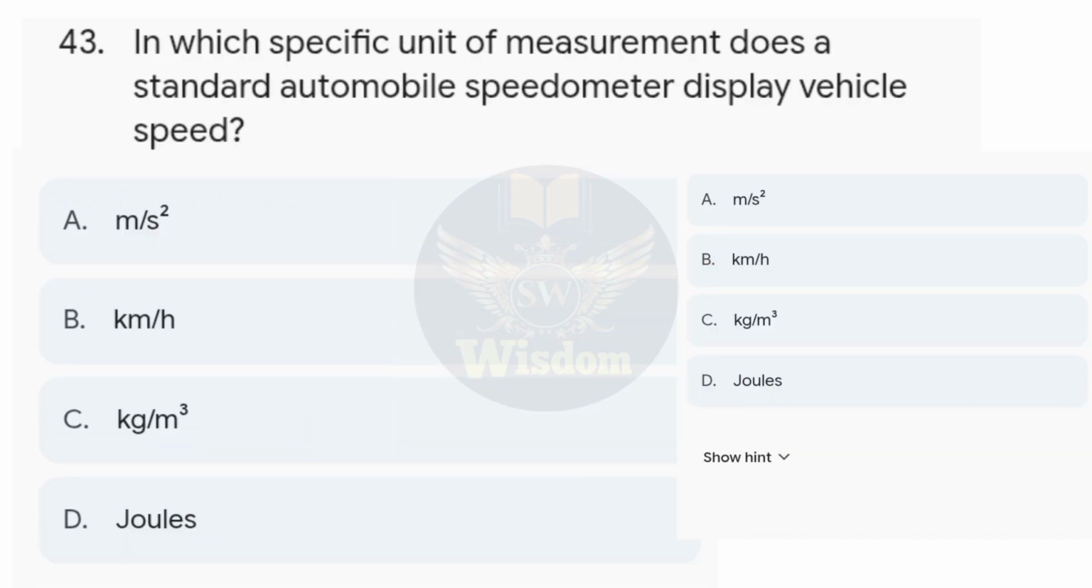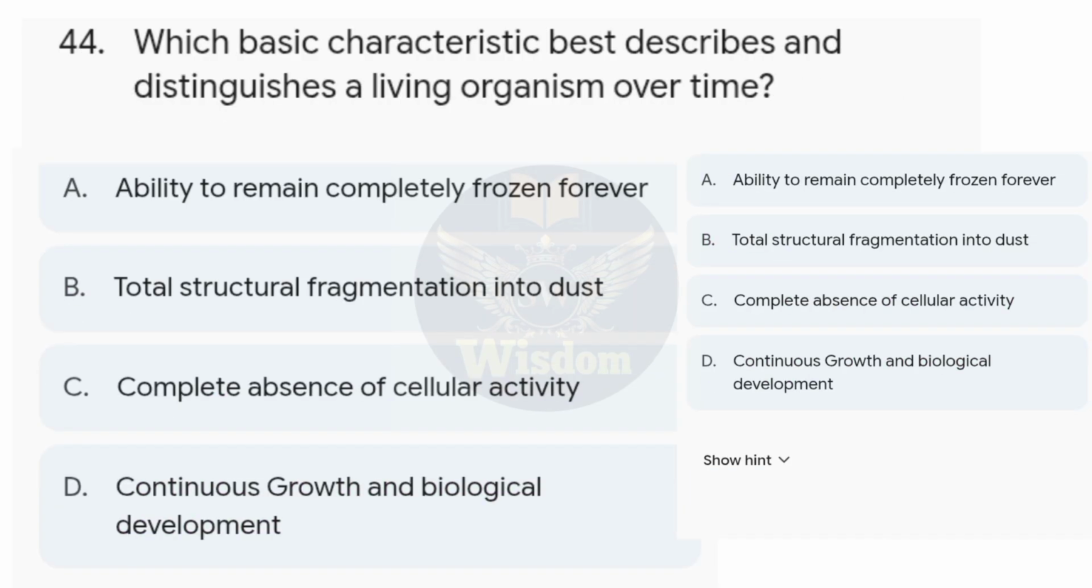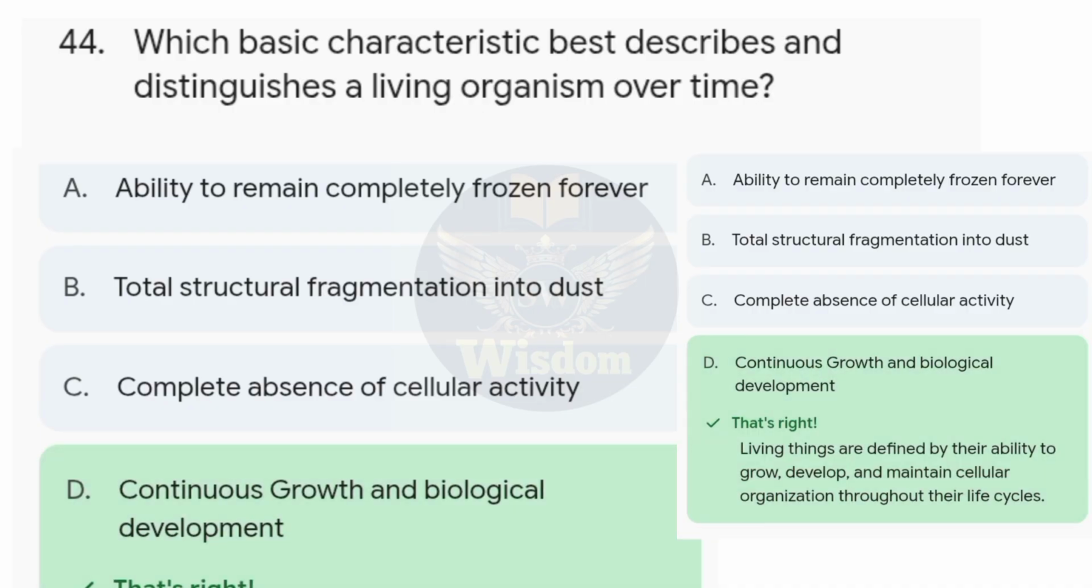Next question. In which specific unit of measurement does a standard automobile speedometer display vehicle speed? The correct answer is option B, kilometer per hour. Next question. Which basic characteristic best describes and distinguishes a living organism over time? The correct answer is option D, continuous growth and biological development.